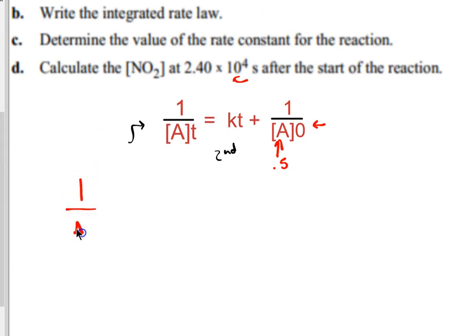So now 1 over the concentration of A at time T is equal to KT plus 2. We okay with that? So I'm going to subtract 2. All right, and then we would take all that and divide it by T.